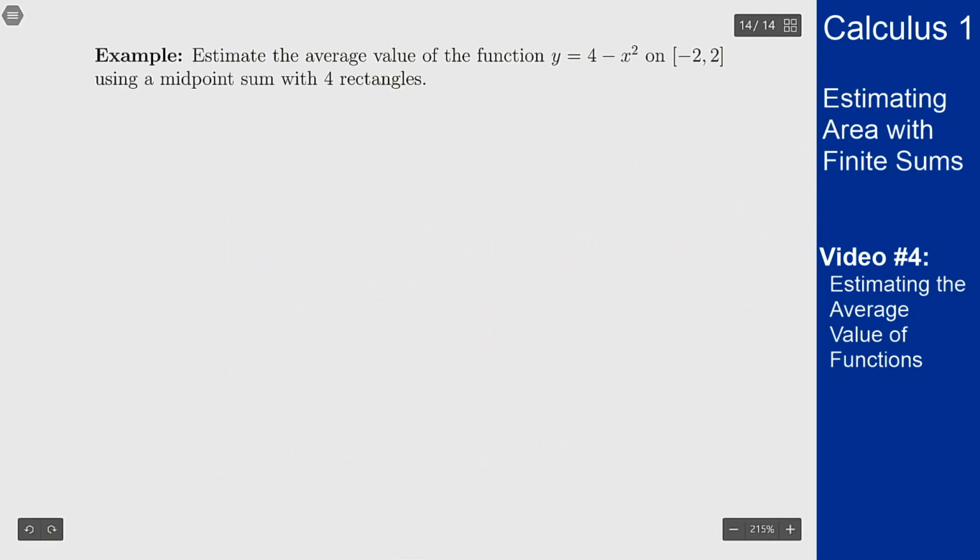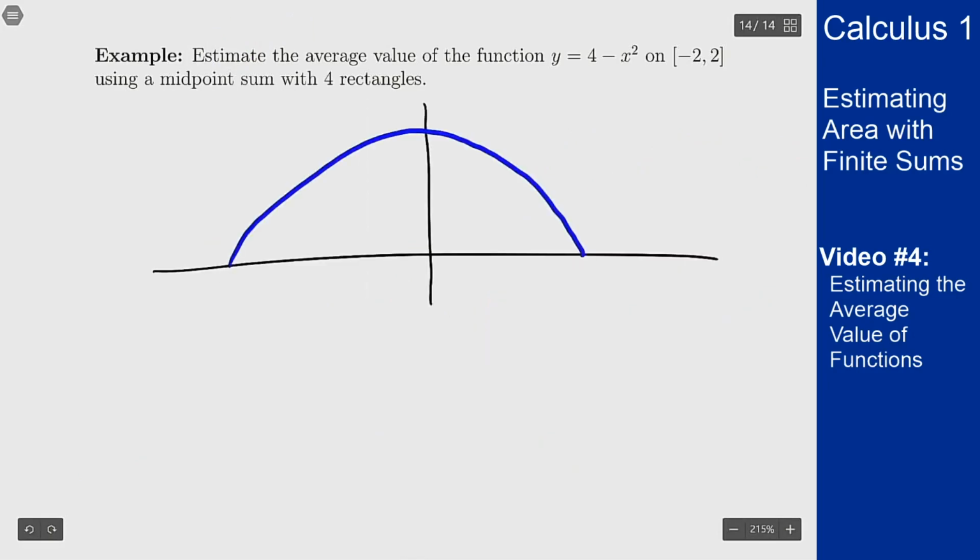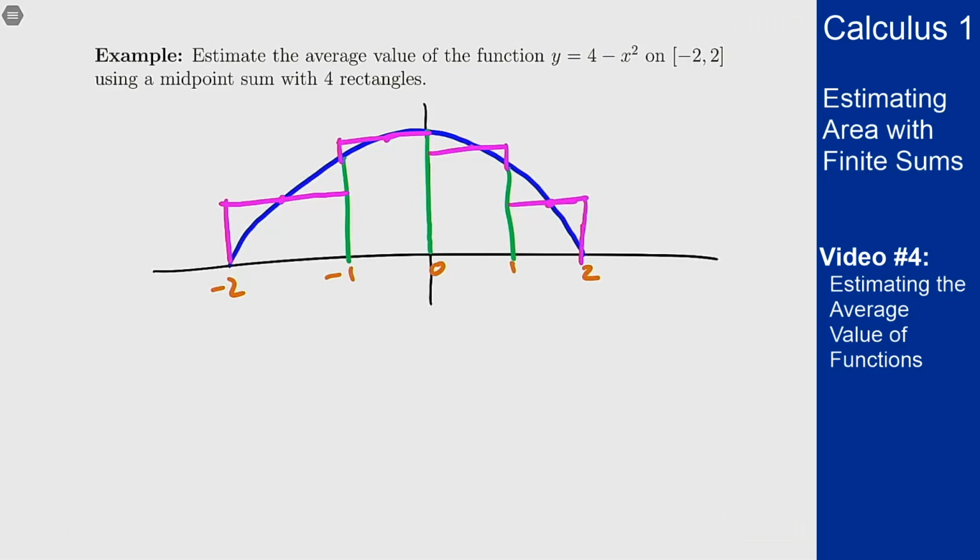Let's draw a picture. Something like that. And we've got minus 2, minus 1, 0, 1, and 2. Assume that's evenly spaced. And we're going to use these for our rectangles. Now to estimate the average value, I am going to find the area using rectangles and then divide it by 4 because that's the length of this interval. We want midpoints, so I want my rectangles to be symmetrical, it's definitely not, but that gives us an idea what we're trying to figure out here.